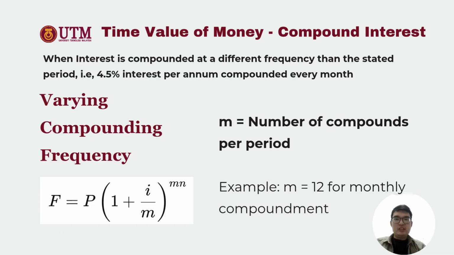However, when interest is compounded at a different frequency than the stated period, for example, at 4.5% interest per annum but compounded every month, you have to use a different equation. In this case, you can see the interest variable is divided by the number of compounds per period, while the period variable is multiplied by the number of compounds per period.